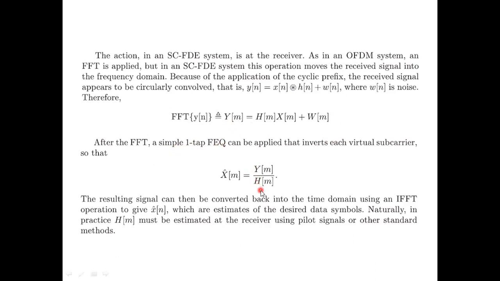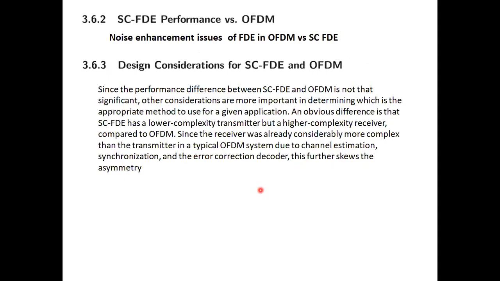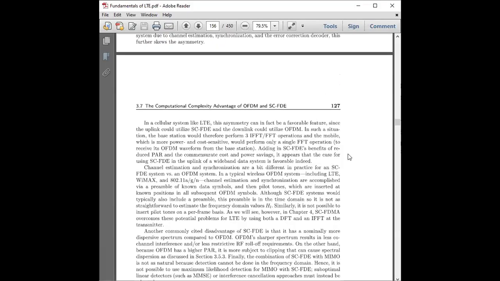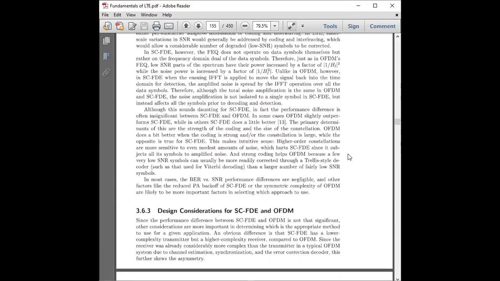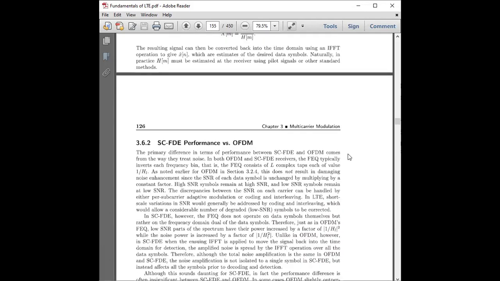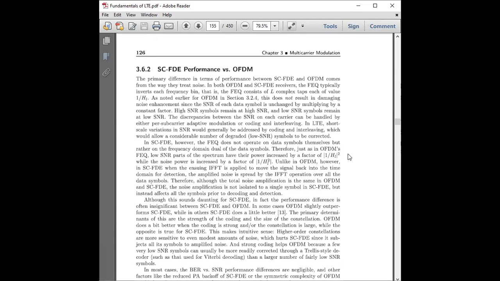Okay, so that's SC-FDE. Now, SC-FDE performance versus OFDM. Let us see what is the difference, by the way, between OFDM and SC-FDM. Let me take you to the textbook, Fundamentals of LTE, and see what the author's take on this is. So here we are. What is the difference between SC-FDE and OFDM?